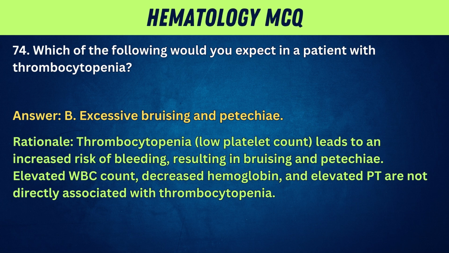Rationale: Thrombocytopenia, low platelet count, leads to an increased risk of bleeding, resulting in bruising and petechiae. Elevated WBC count, decreased hemoglobin, and elevated PT are not directly associated with thrombocytopenia.